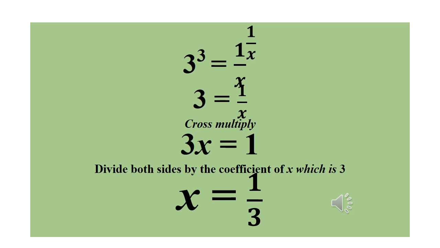3 raised to power 3 equals 1 over x raised to power 1 over x. From there, we can equate the power or equate the base. So, if you equate the power or the base, we have 3 equals 1 over x. So, if you cross multiply, we have 3x equals 1. Then, if you divide by the coefficient of x, which is 3, divide both sides, we have x equals 1 over 3.